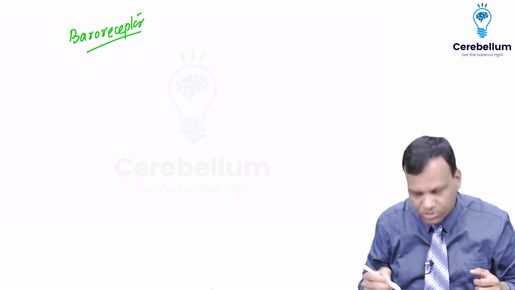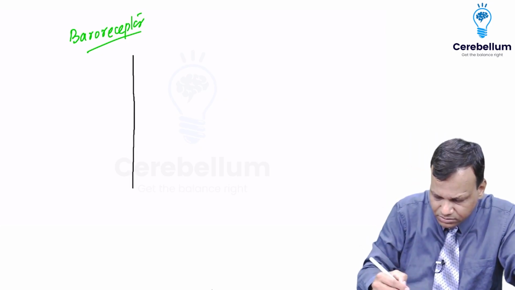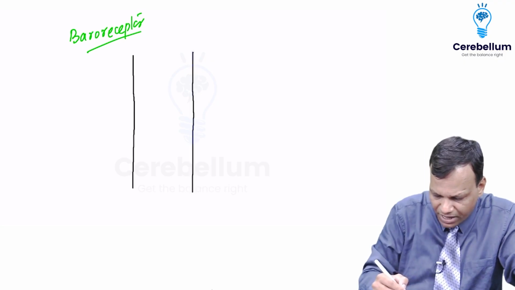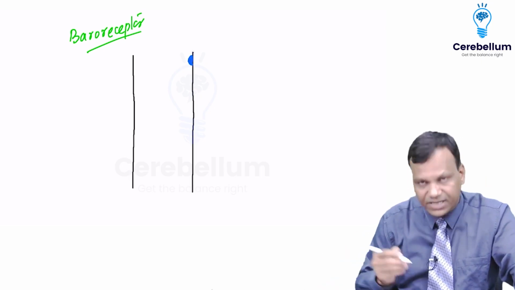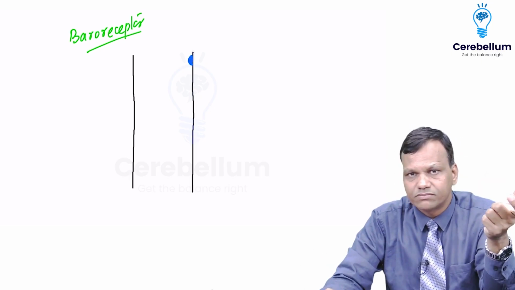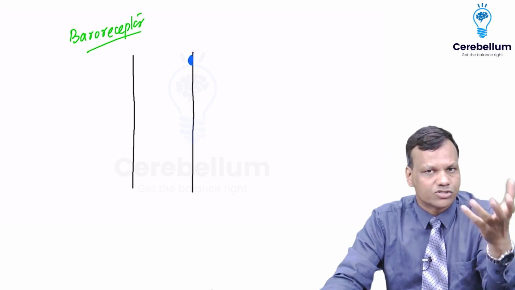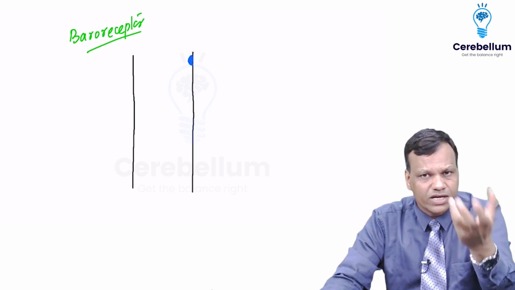And where are the baroreceptors present? Yes, they are present on the blood vessels. So this is a blood vessel, and this is the presence of baroreceptor. Now, whenever BP increases, the baroreceptor will sense it. But the question is, which blood pressure is sensed by the baroreceptor? Systolic BP or diastolic BP? You can easily remember where they are present.